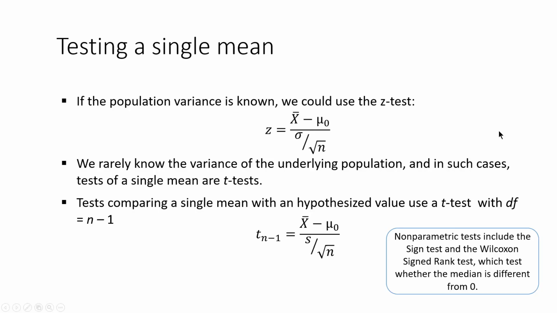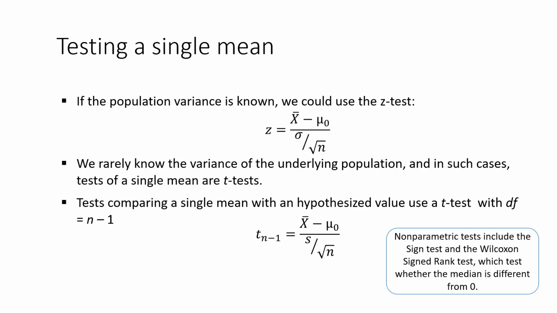To test the central location, we could use a z-test where we compare the sample mean with the hypothesized value of the population parameter divided by the standard error. The standard error in this case is the population standard deviation divided by square root n. That's all well and good, but we rarely know the population variance.